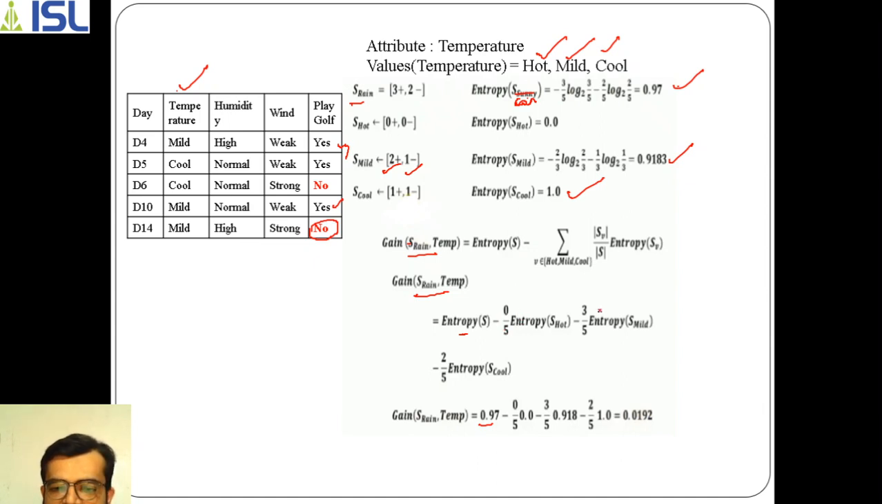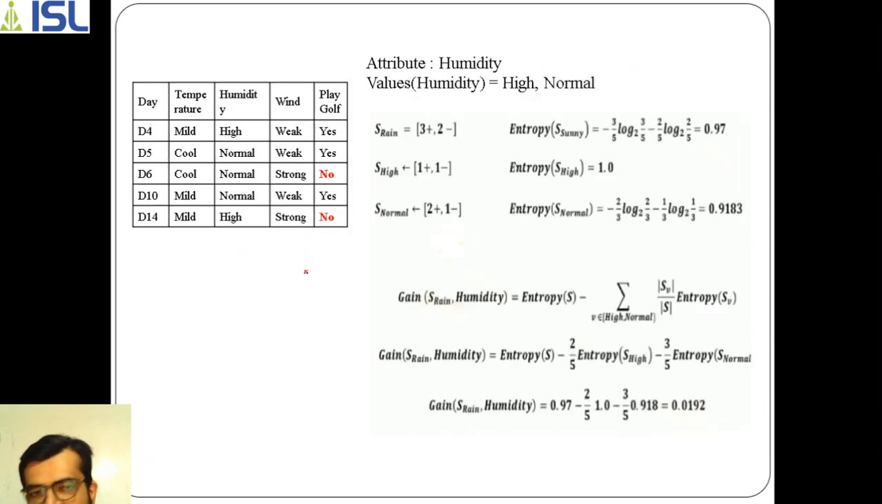So 0 by 5, and here there are 3 milds among 5 values, so 3 by 5, and there are 2 cools among 5 values. After substituting you will get the value as 0.0192. So this is the information gain value for temperature, 0.0192. Similarly for humidity, there are two values, high and normal.